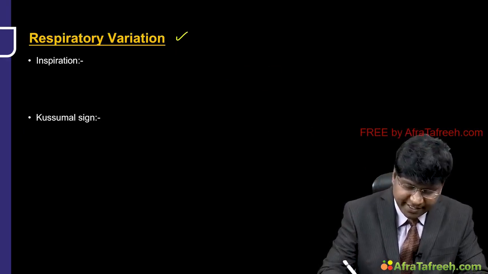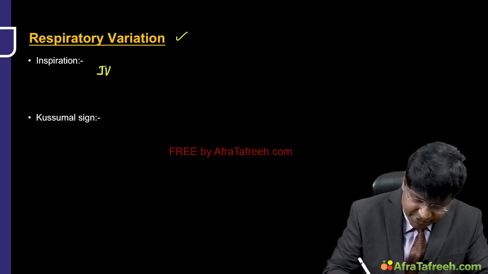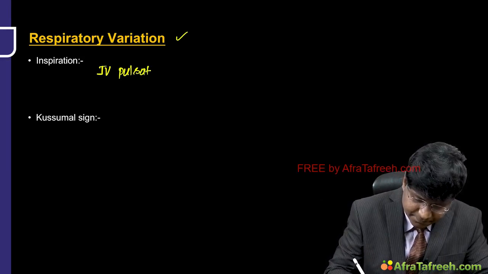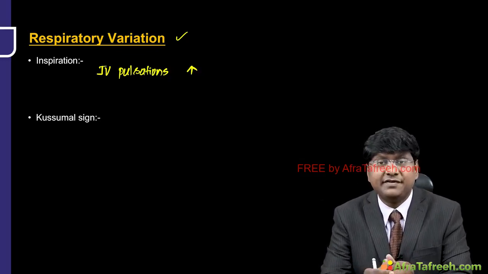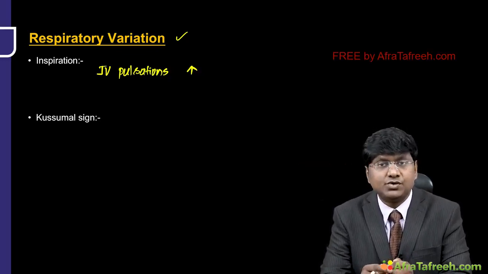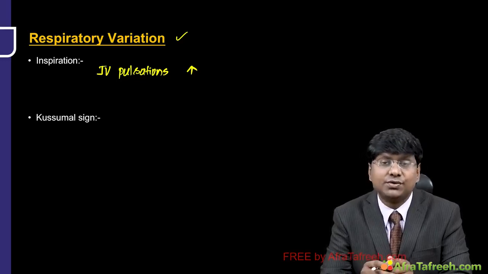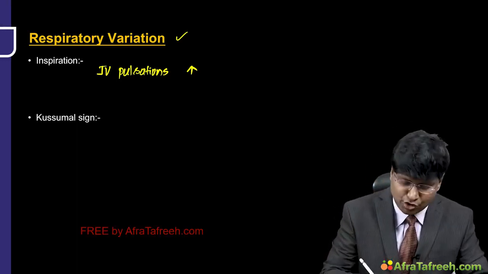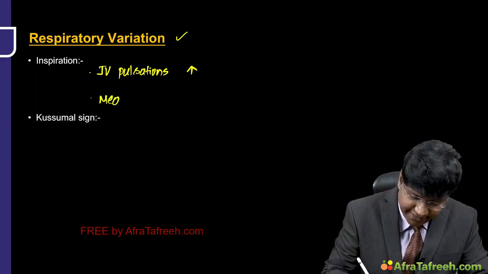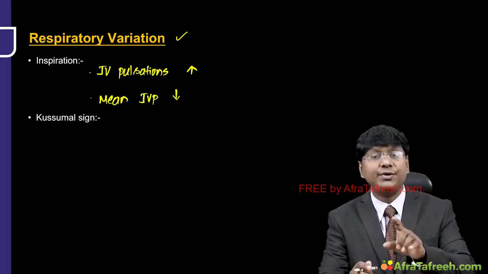Now what about the respiratory variations of the JVP? During inspiration, the jugular venous pulsations are increased. Now why is that? Because during inspiration, the venous return to the right atrium increases. As the venous return increases, the right atrial pressure increases, and as the right atrial pressure increases, the jugular venous pulsations also increase, right? But what will happen to the mean jugular venous pressure during inspiration? The mean jugular venous pressure falls during inspiration.